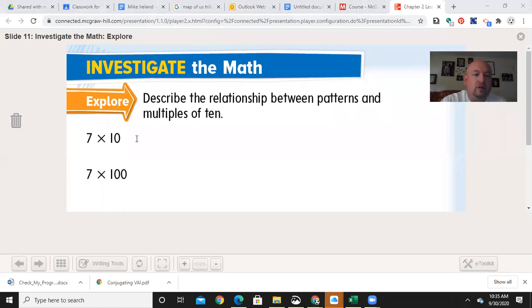And to do these, let's find the solution. What's 7 times 10? Well, you know that 10 groups of 7 or 7 groups of 10 is going to be 70. Let's go to the next one. 7 times 100. 700. What do we notice about these two numbers? One, that they both begin with a 7, and they both have zeros. But how many zeros? We multiplied by 10, and we had 1 zero. We multiplied by 100, we had 2 zeros. Keep that in your mind. There's going to be more to that. Let's clear the drawings.